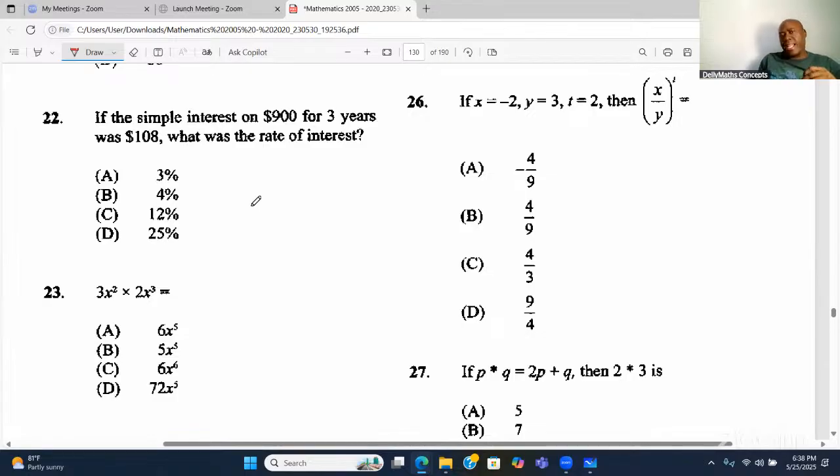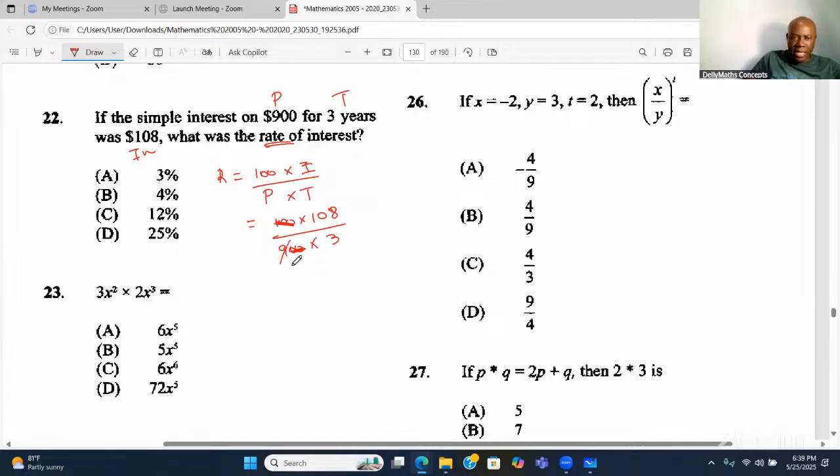All right, number 22. If a simple interest on 900, see, a simple interest on 900, that's principal, for 3 years, that's time, was 108, this is interest. That means what it is they want. They want the rate. So your rate is calculated by 100 times your interest divided by P times T. You can see the formulas look a certain way every time. 100 times your interest over P, 900 times 3. I would just take this 100 divided into the 900, 9 times.